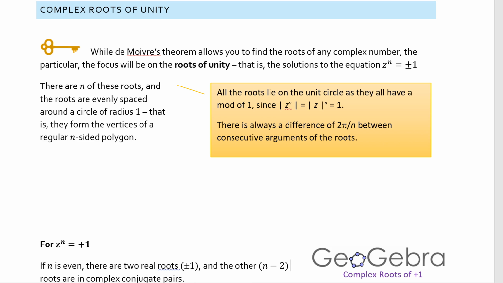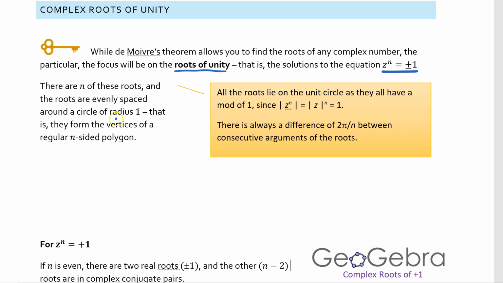Hello mathematicians, we're now going to take a look at the complex roots of unity. So the roots of unity are just the roots of 1, the solutions of the equation z to the n equals plus or minus 1. Now over the complex field, we'll discover that there are n of these roots. So for z to the n, there are n of these roots.